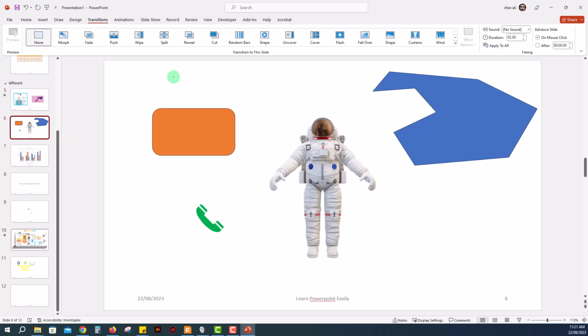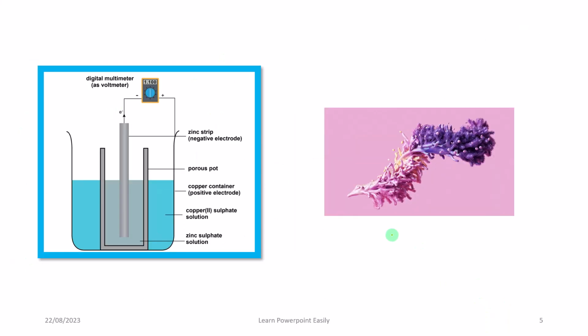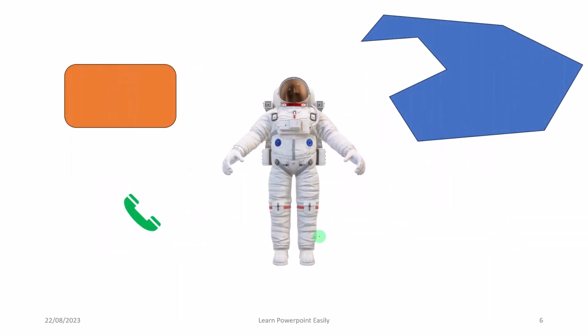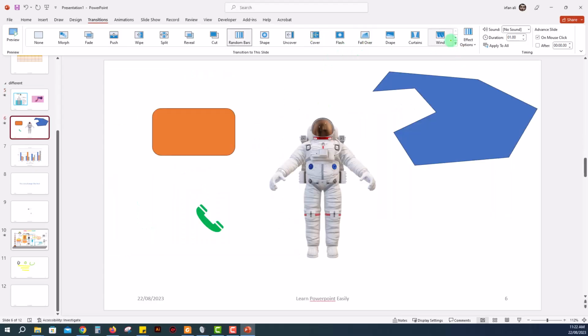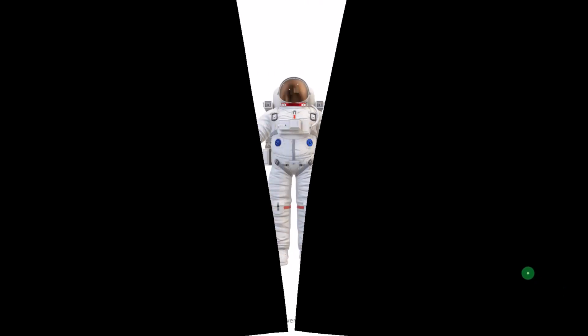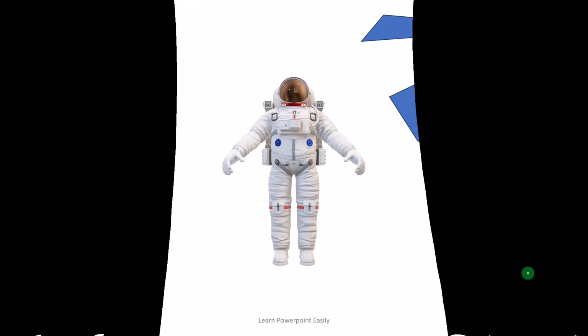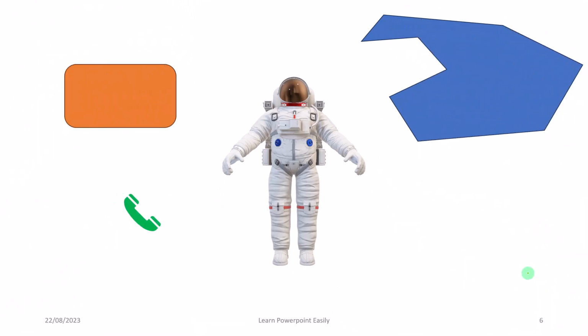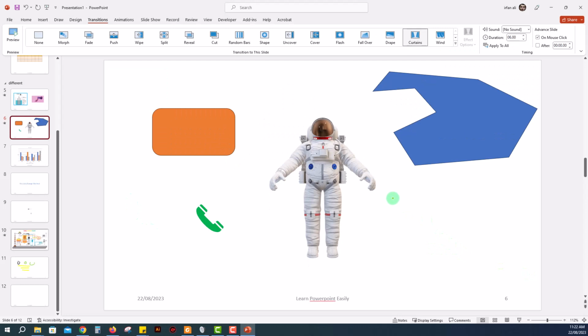For example, I want this one to appear with random bars. Let me check it with you. Sorry. So it will appear like this. You can use many different types of transitions. The curtain transition, let me play it. So these are different transitions. You can use them. Usually these transitions are used when you are moving from one slide to another.